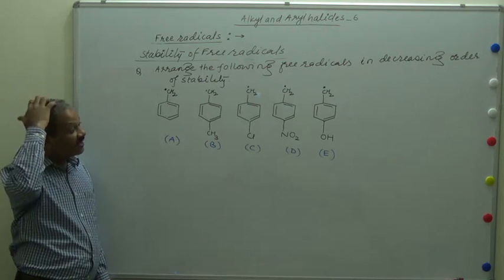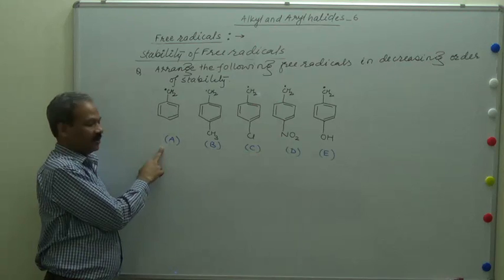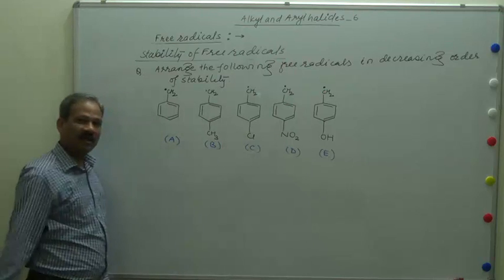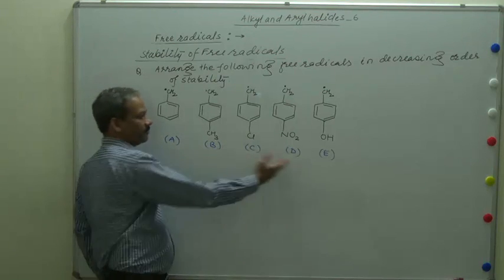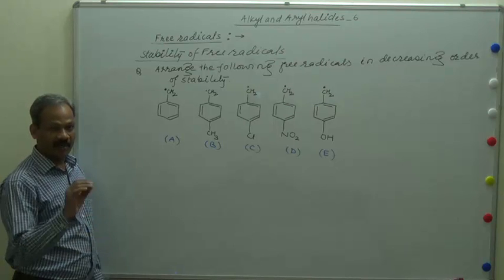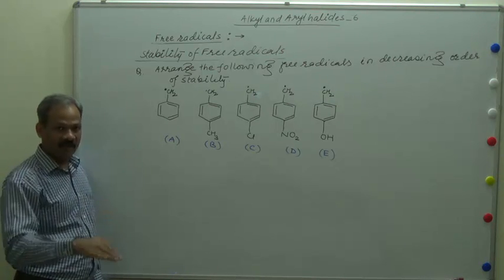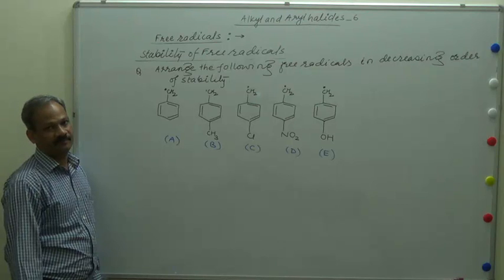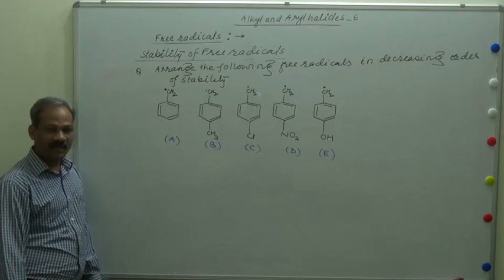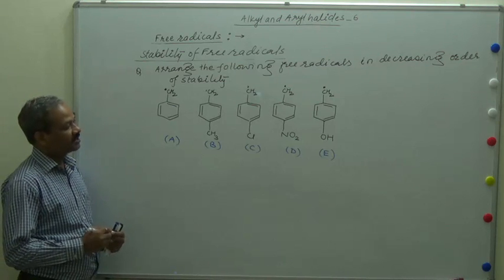So if all of them are electron releasing substituents, then all these four will be more stable than this free radical, because here there is no substituent. If all these substituents are electron withdrawing substituents, then all of them will be less stable than this free radical, because an electron releasing group increases the stability of a free radical and an electron withdrawing group decreases the stability of a free radical. So first of all, identify the electronic effect shown by these substituents.